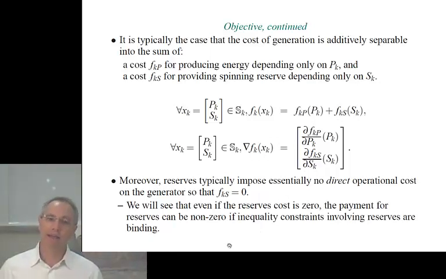However, we're going to see that even if the reserve cost is 0, under certain circumstances, the payment for reserves can be non-zero if certain inequality constraints involving reserves are binding.